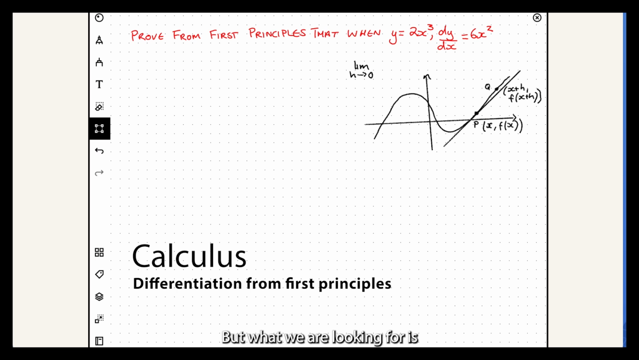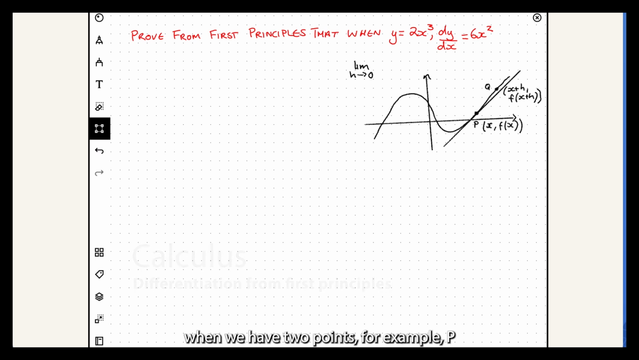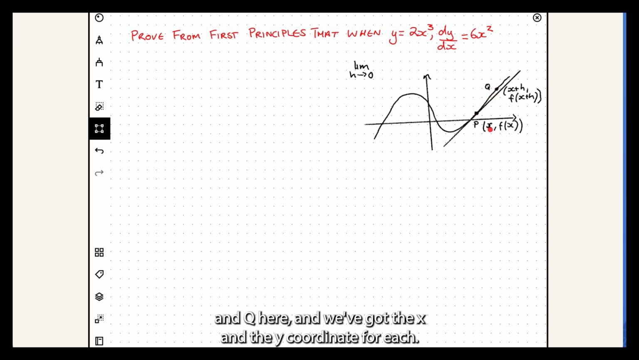But what we are looking for is when we have 2 points, for example, P and Q here, and we've got the X and the Y coordinate for each. This Q has been increased by a very small distance of H. So our X coordinate for P is X and for Q is X plus H. And our Y coordinate is f of X. So substituting that value of X into whatever function this is, and we get the Y value. And for Q, we're going to substitute X plus H. And we look at the gradient.